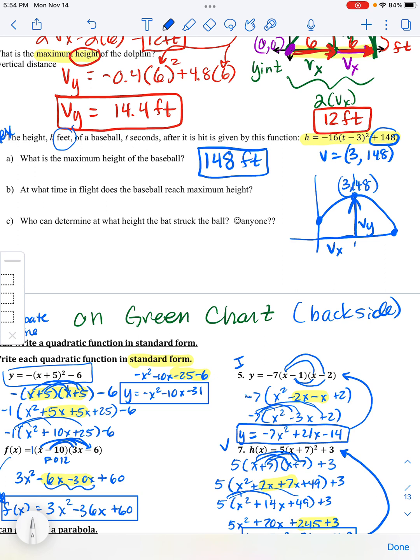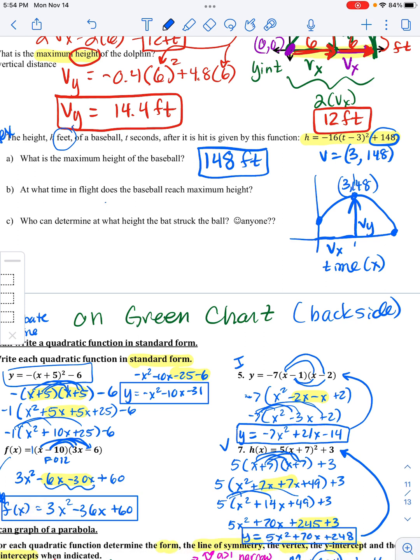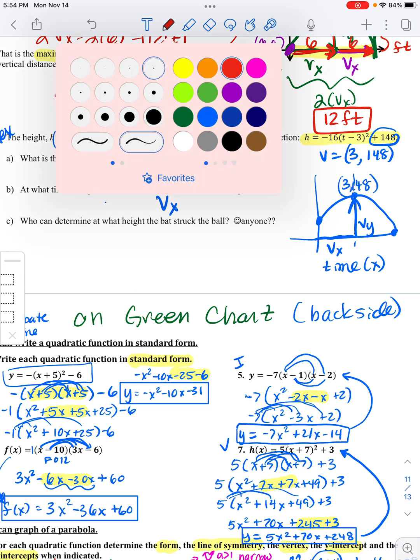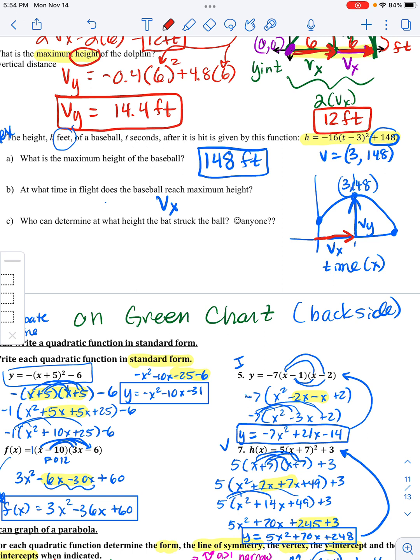At what time? So across the bottom, that's my time. So that's an X question. At what time in flight does it reach the max height? So it's asking you for v sub x. It's saying where along this timeline of this hit does it actually reach that max height? And we already found it by just looking at the original equation, and the answer is 3. And since it's time in seconds, that's 3 seconds into that hit.